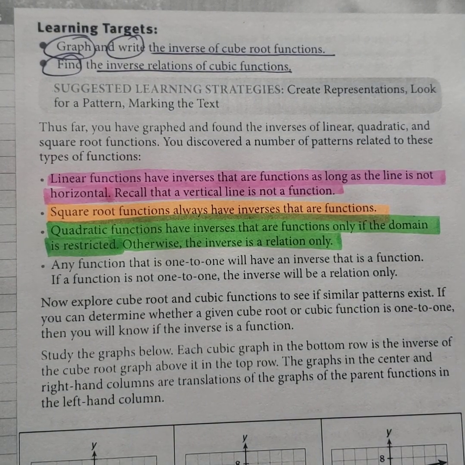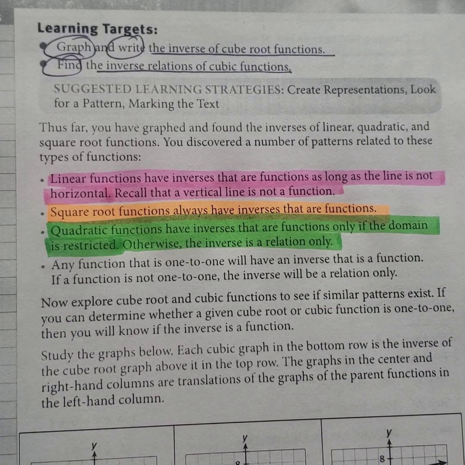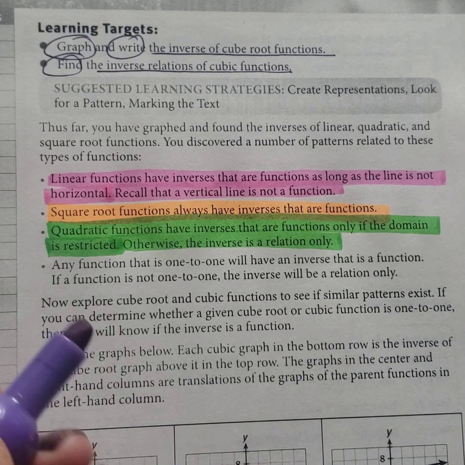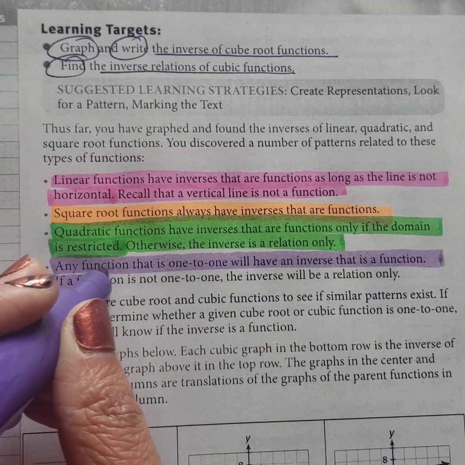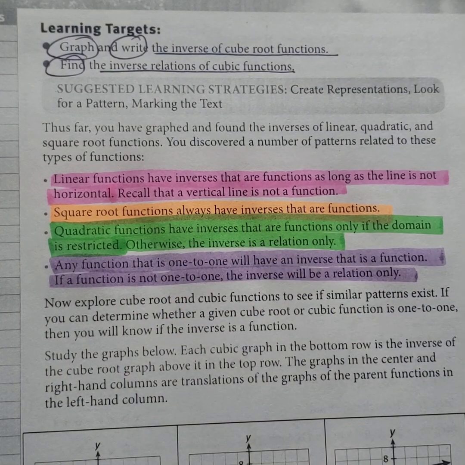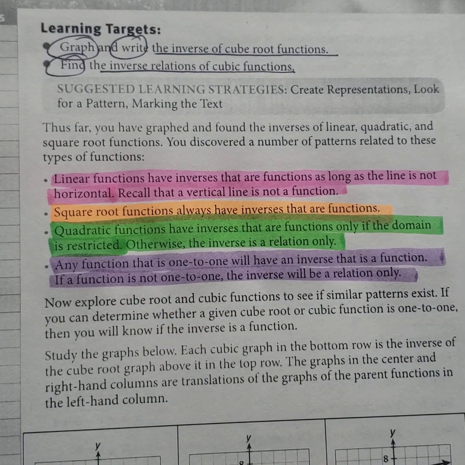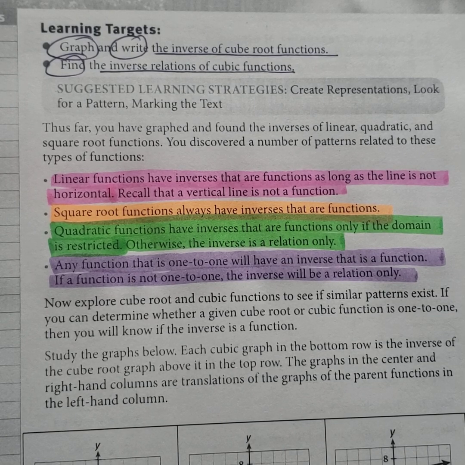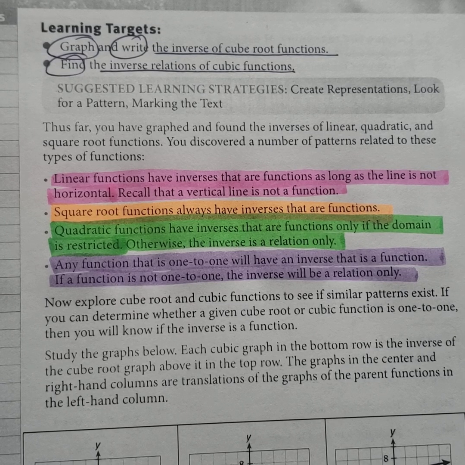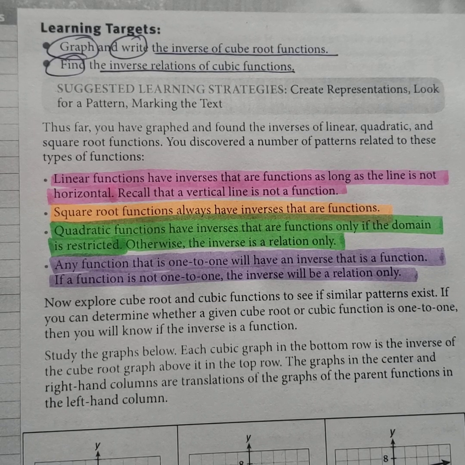All right. We also know that any function that is one-to-one will have an inverse that is a function. To be one-to-one, remember, a function passes both the vertical and horizontal line test. If a function is not one-to-one, then its inverse is going to be a relation only. It won't be a function unless we restrict the domain. Okay. So now we're going to explore cube root and cubic functions to see if patterns exist.